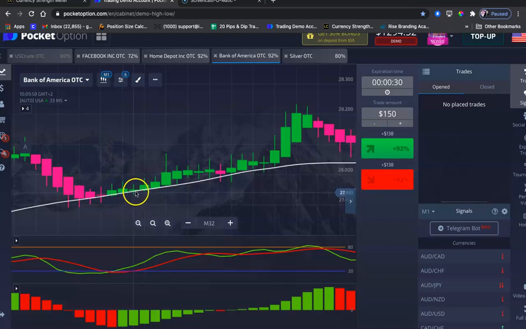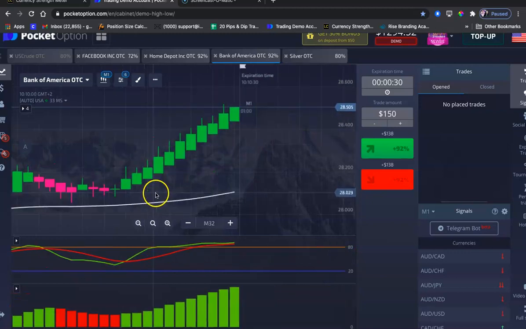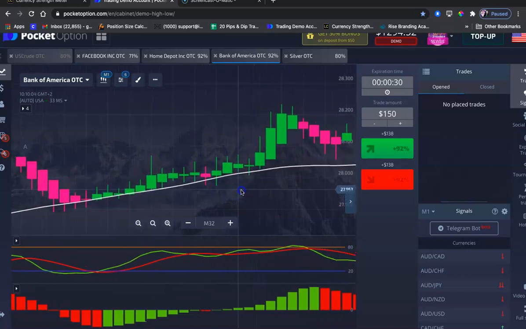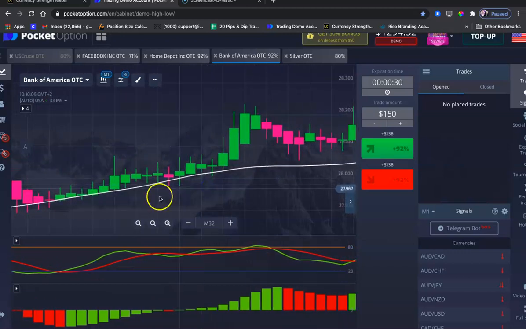Now, personally, I wouldn't have gotten into any of these sales there. I wouldn't have done that, because the candles are very small. It's just not showing me a strong trend yet. So when this shows me a strong trend, then I'm going to get in, right?